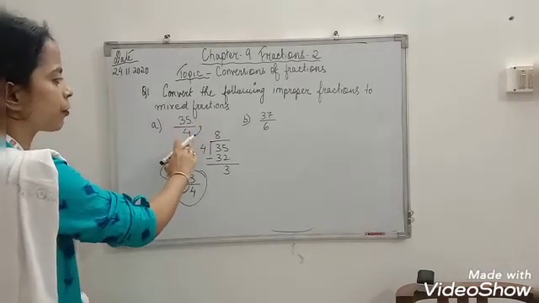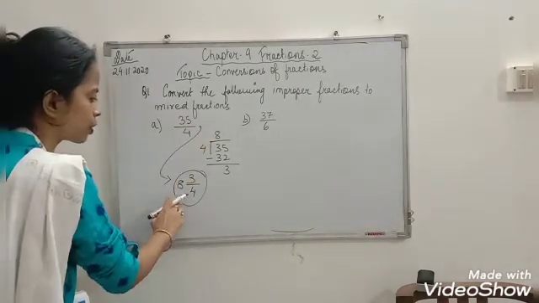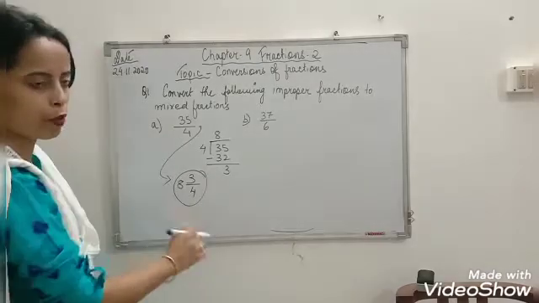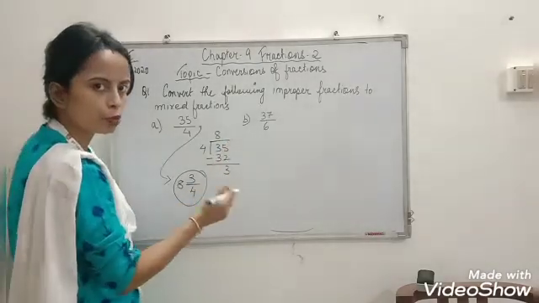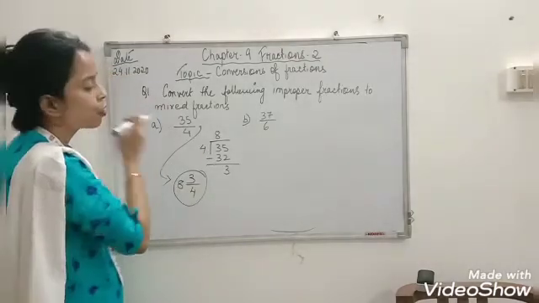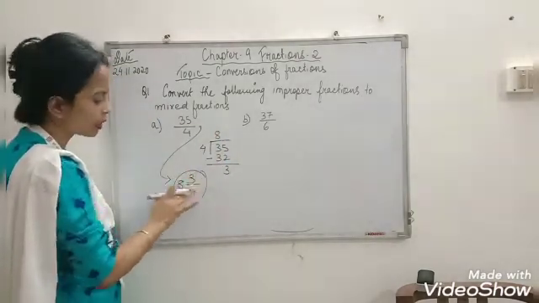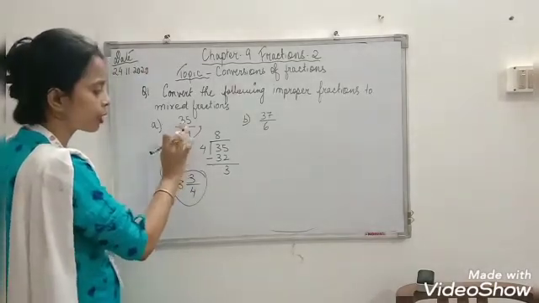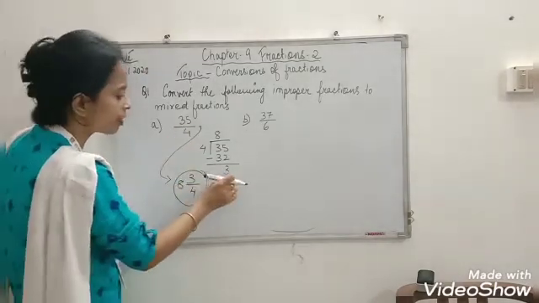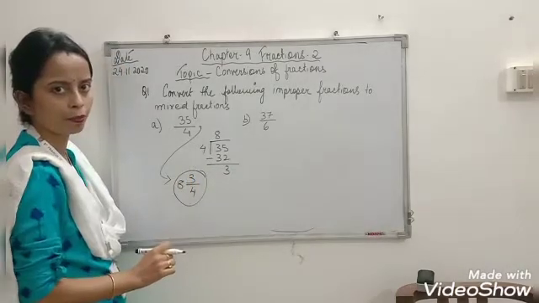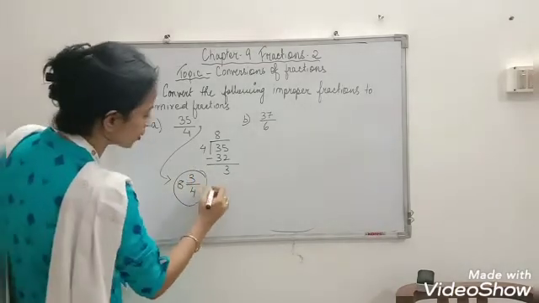Improper fraction 35 by 4, when we convert it to mixed fraction, we get what? 8 3 by 4. After dividing, what you have to do to make it a mixed fraction? Quotient will be the whole number and the divisor will be the denominator, because denominators will remain the same. And the remainder is what? The numerator. Clear?